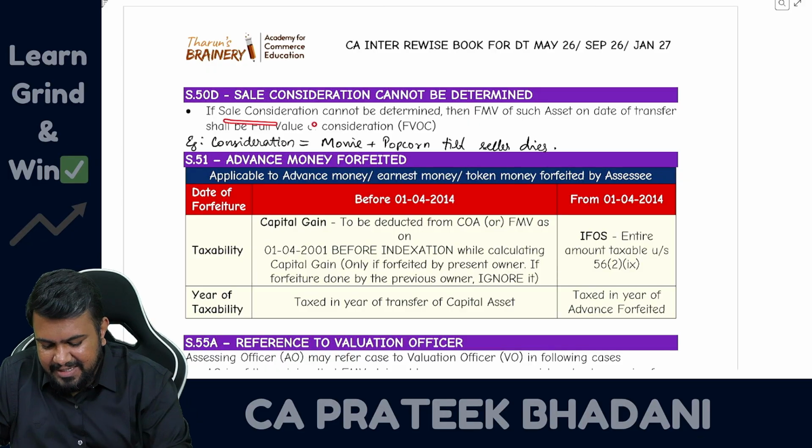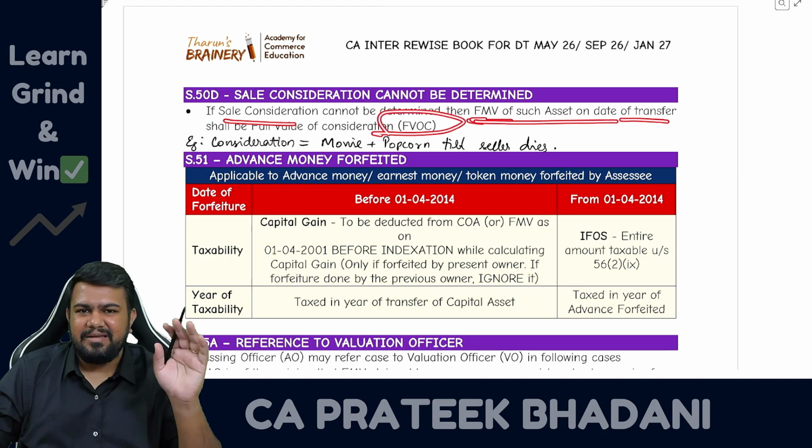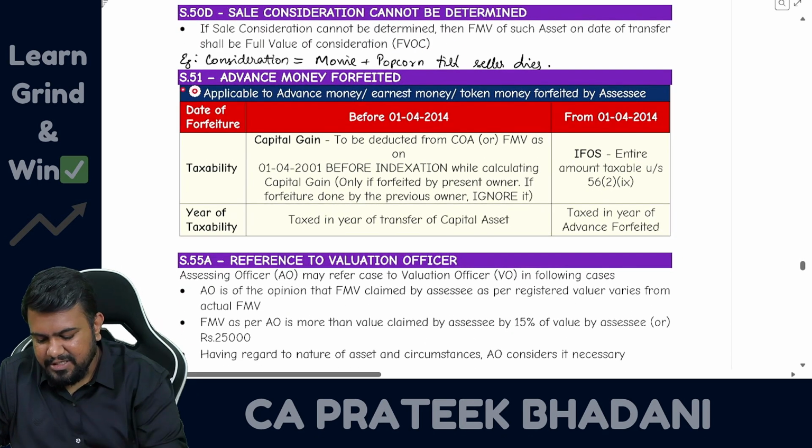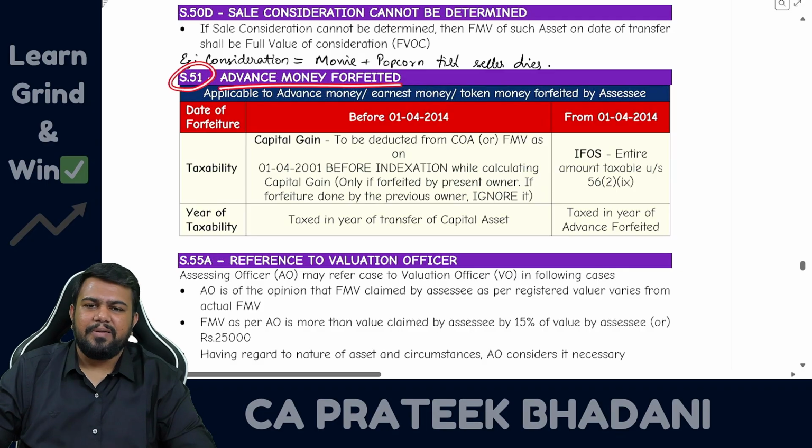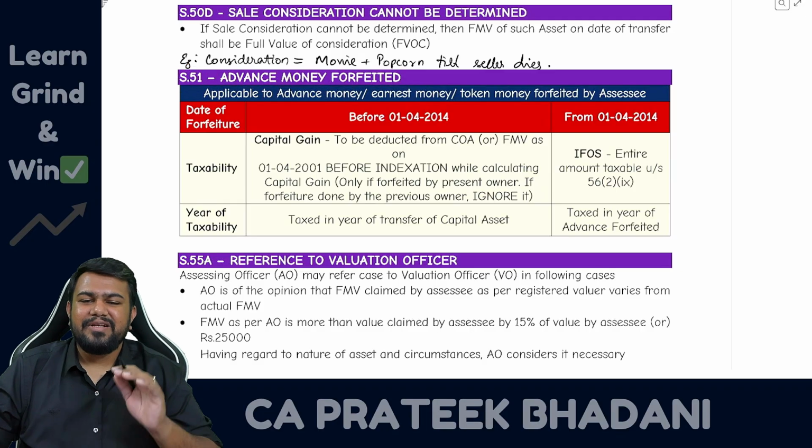In such a case, the fair market value of the asset on the date of transfer shall be taken as the full value of consideration. Fine. Now let's talk about section 51, advance money forfeited. What is advance money forfeited?